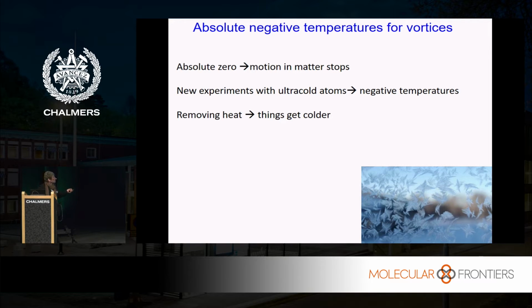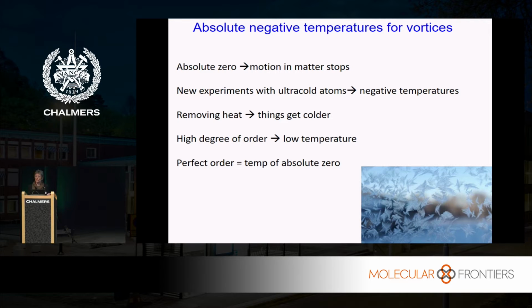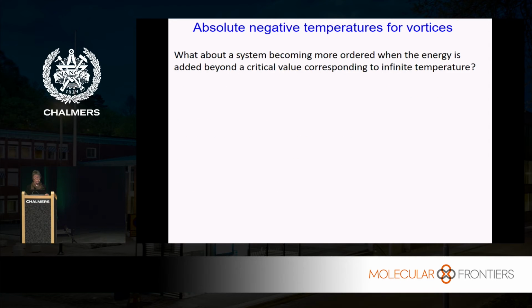And we can see the forming of ice crystals here. They are very well organized when the temperature is very low. So they get colder and very highly organized. That means a high degree of order means low temperature. Perfect order, then, we have learned, is temperature of absolute zero, and maximum disorder is infinite temperature. Okay, so let's drive it a little bit further.